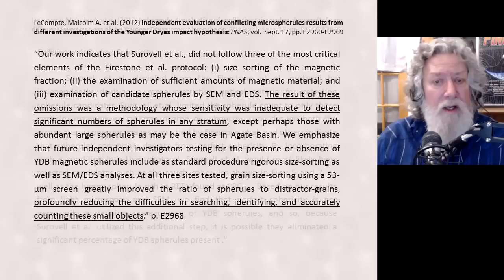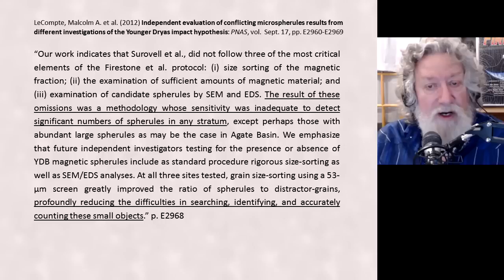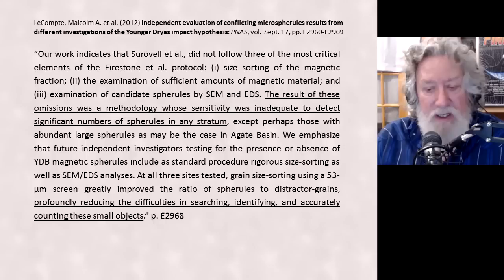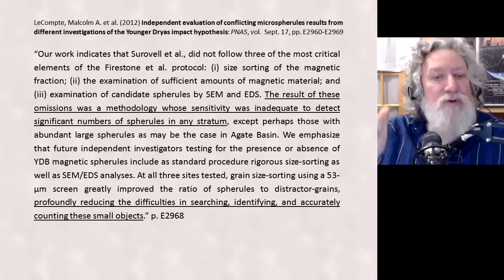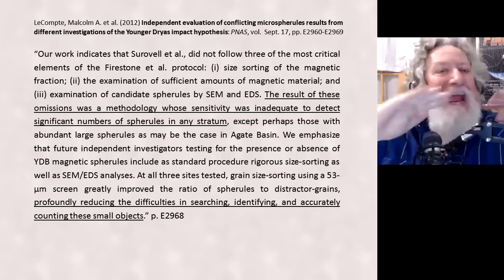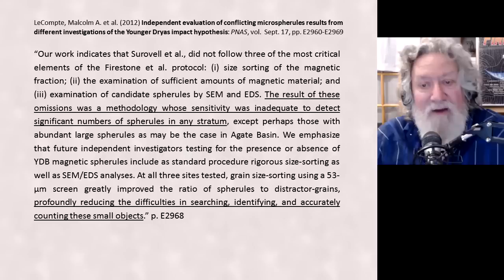Our work indicates that Surovell et al. did not follow three of the most critical elements of the Firestone protocol: size sorting of the magnetic fraction, the examination of sufficient amounts of magnetic material, and examination of candidate spherules by scanning electron microscopy and energy dispersive spectroscopy. The result of these omissions was a methodology whose sensitivity was inadequate to detect significant numbers of spherules in any stratum, except perhaps those with abundant large spherules, as have been found in a few other cases.